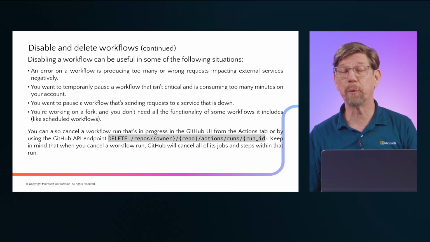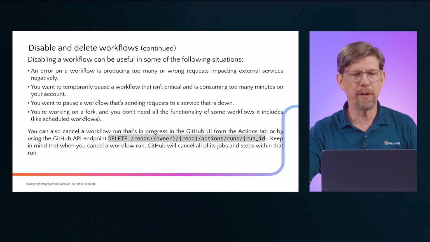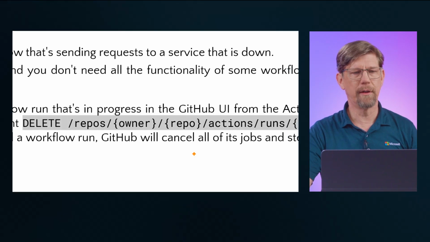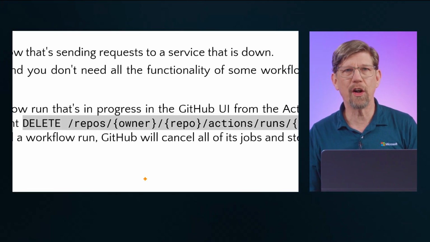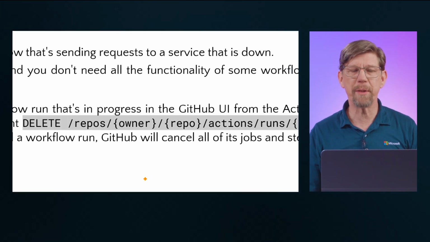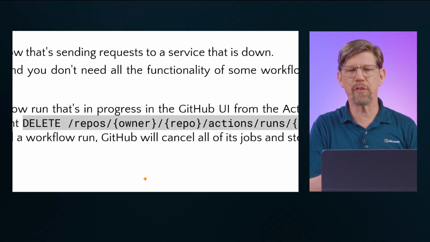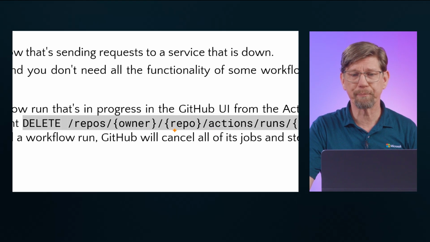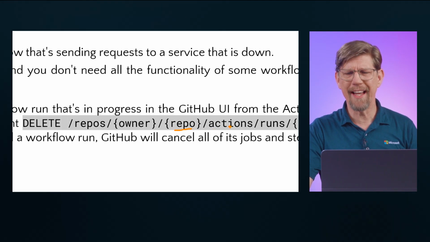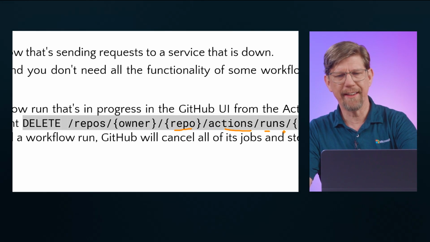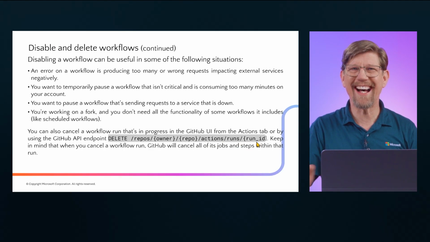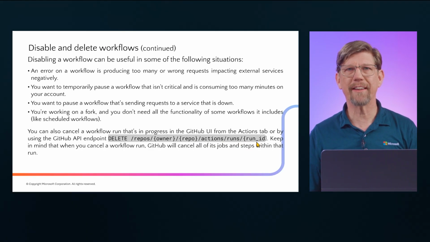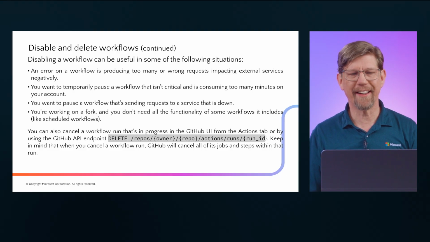You can delete individual runs through the interface, or you can also invoke a web REST API: delete, repos, the owner or the org of that repository, the name of the repo, actions, runs, and then specify the run ID. Every time you invoke it, you get a particular run ID.